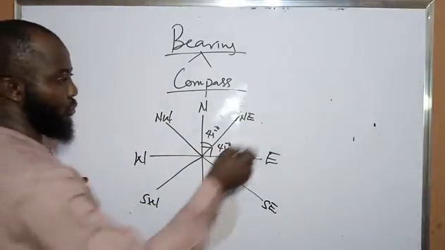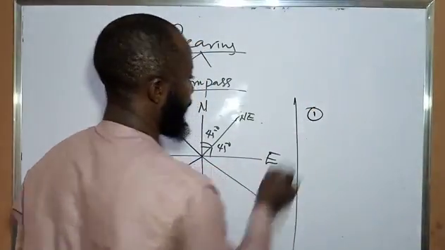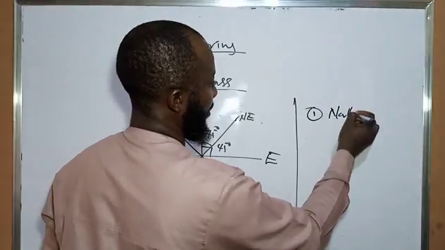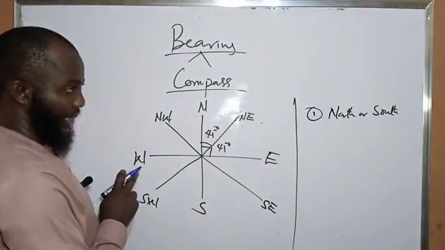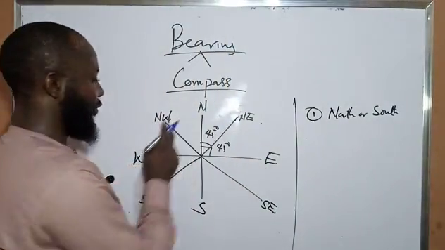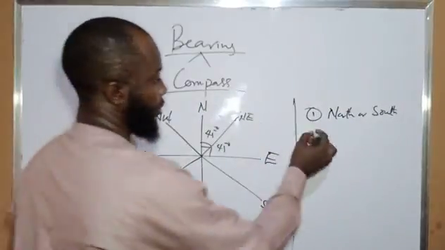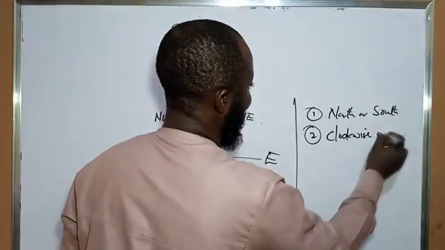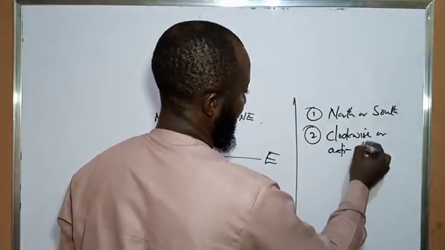So that brings us to the rules under compass bearing. We are going to follow these 2 rules. The first one is that you either start from the north or the south. You cannot start from the east or the west. So start from the north, move towards the east or the west, or start from the south, move towards the east or the west. Second, you can move clockwise or anti-clockwise under compass bearing.